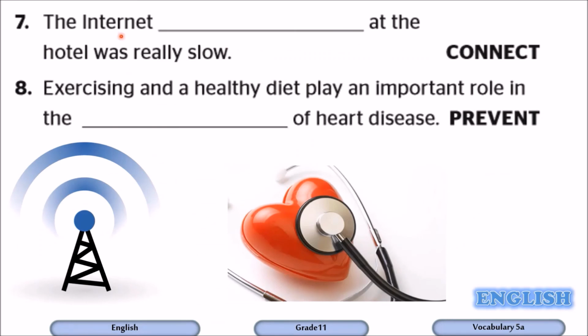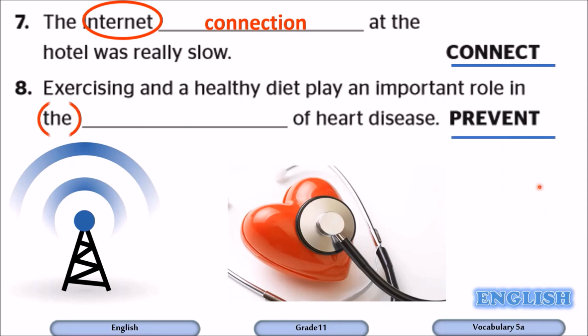Number 7, the internet at the hotel was very slow or was really slow. So the internet is a noun, and also we need a noun here to make a collocation. The verb is to connect, and the word is the internet, so we can say the internet connection. Exercising and a healthy diet play an important role in the, and we have the verb prevent. The here requires a noun, of heart disease. The prevention of heart disease.